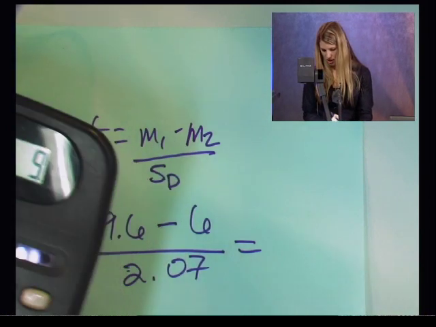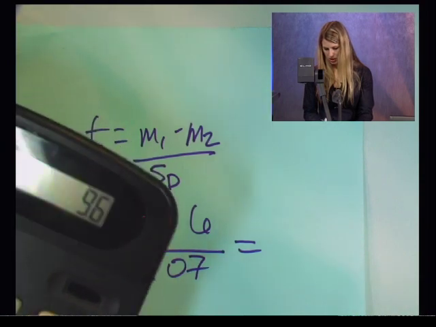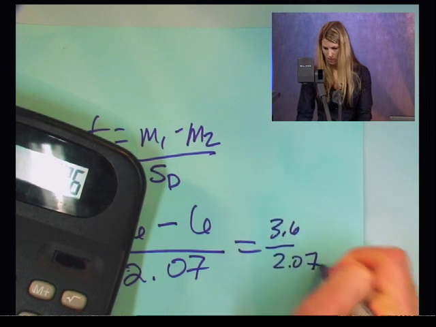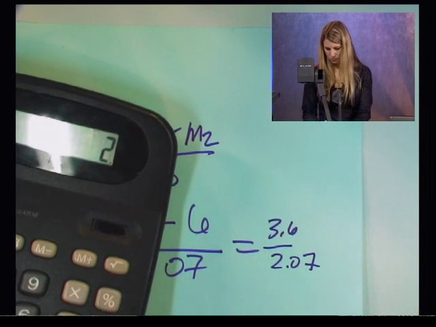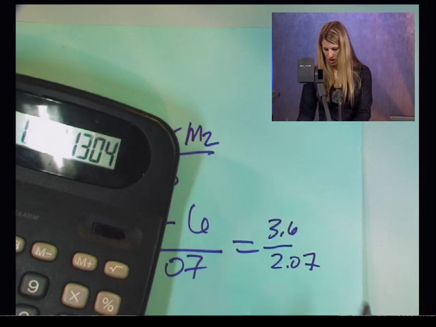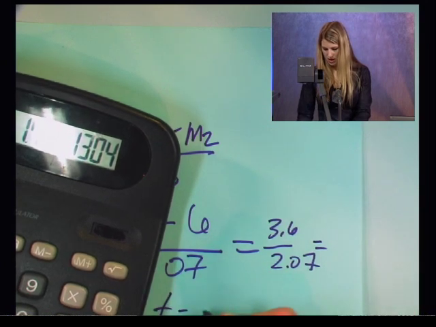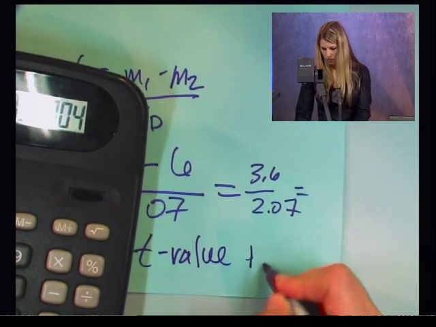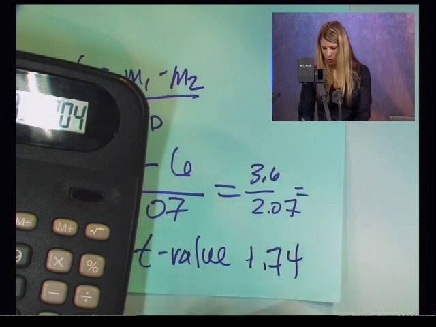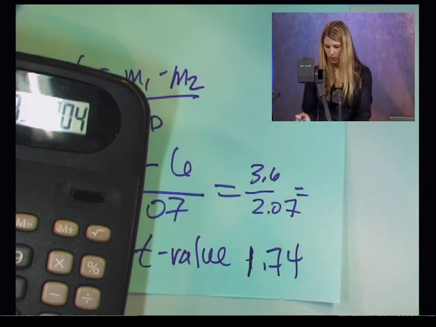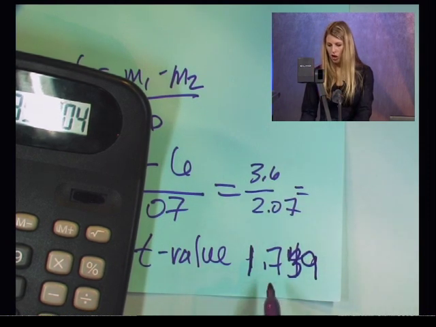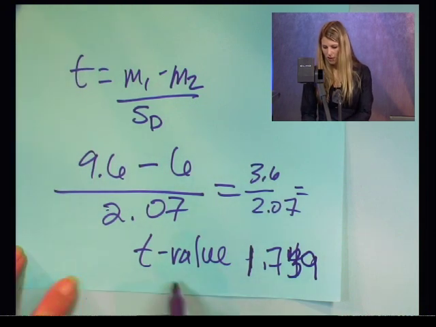We have 9.6 minus 6 equals 3.6 over 2.07. And you end up with a T value of 1.74. I just rounded it to 1.74. I'll write the whole thing on here just so you have it: 1.739. So the T value is 1.739.